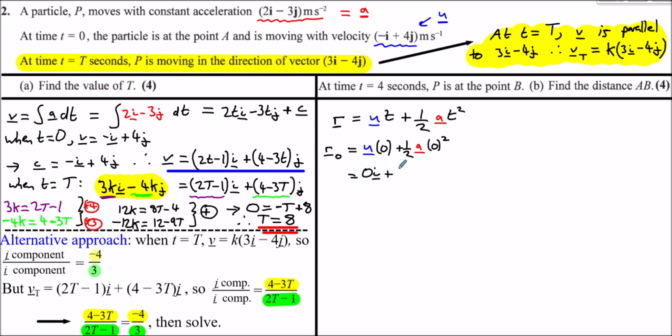So in terms of a coordinate grid, we can imagine it starting from A, and that this is essentially the origin. Whereas when the time is at 4 seconds, r, when time equals 4, is going to be u times 4, then plus a half vector a multiplied by 4 squared.